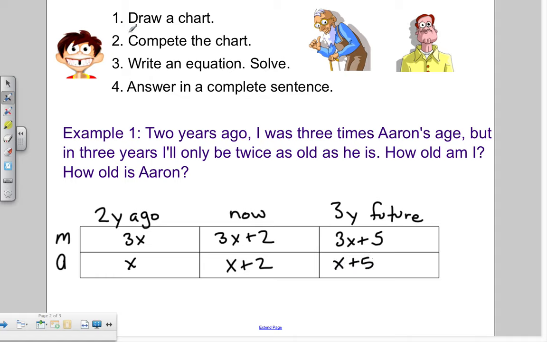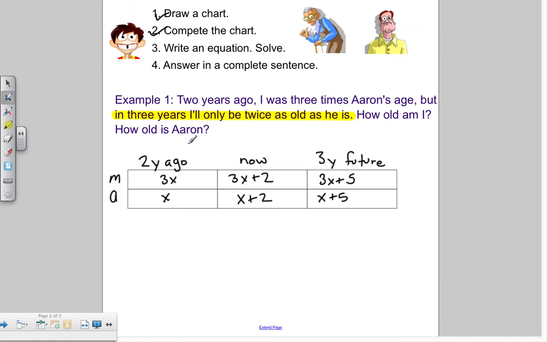So now I'm going to write an equation and solve. I already used this first piece of information, but I have not used this next piece of information where it says, in 3 years, I'll only be twice as old as he is. Okay, so I haven't used that yet. So how can I use that? Well, I'm going to use that part to write my equation.